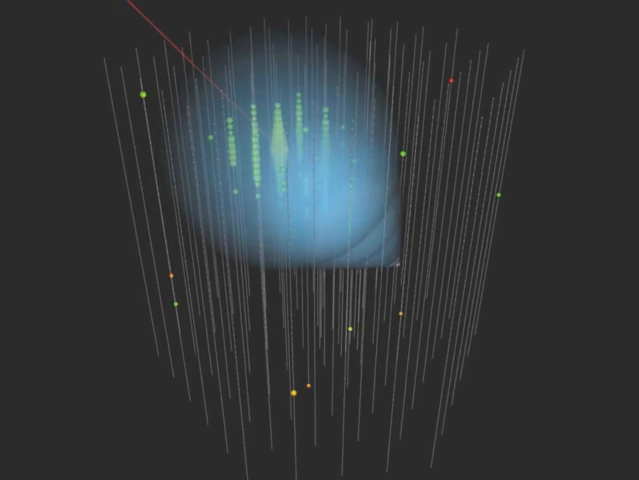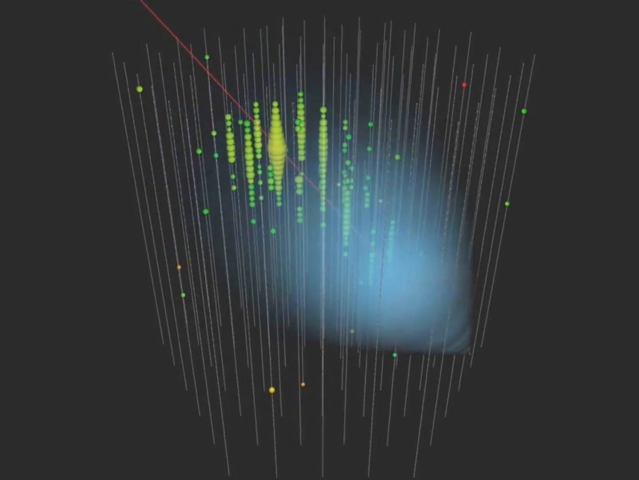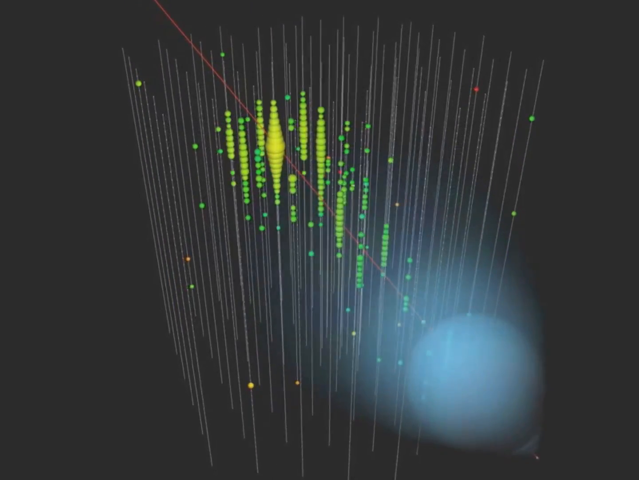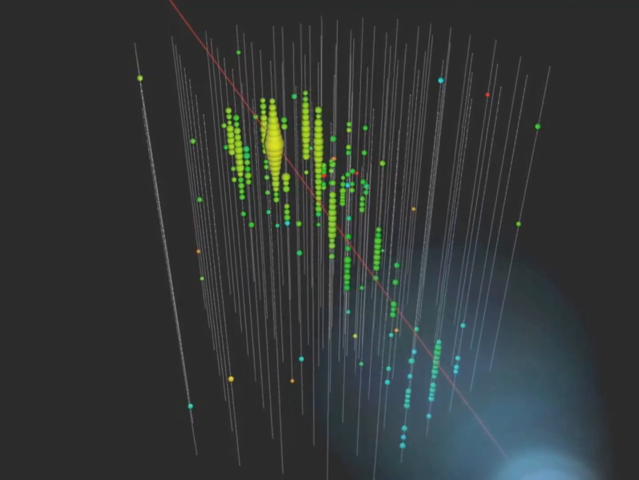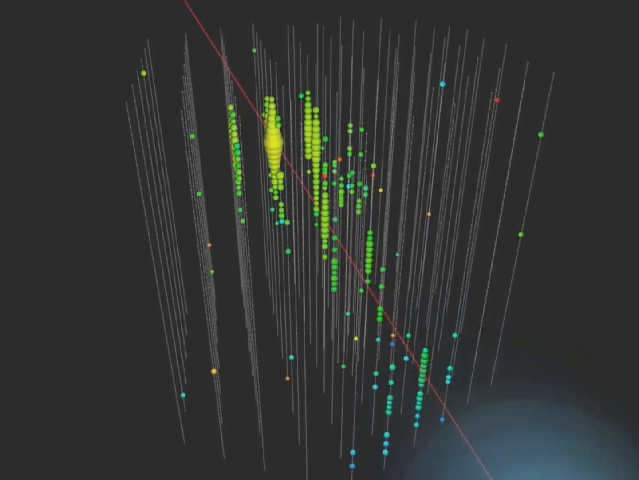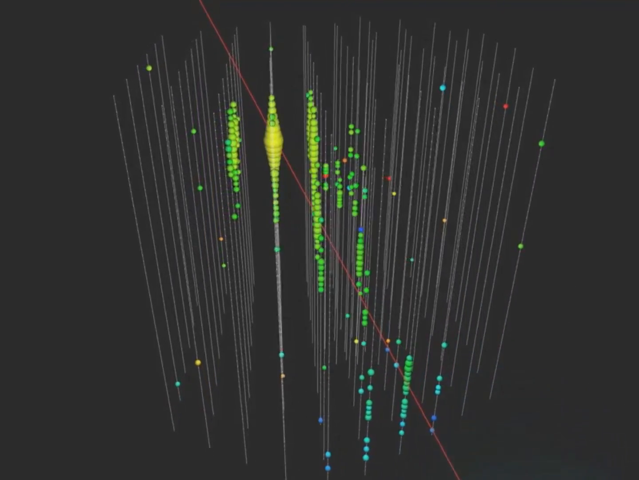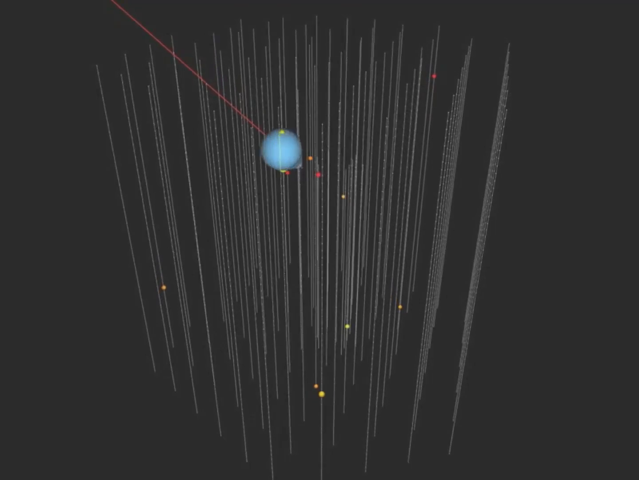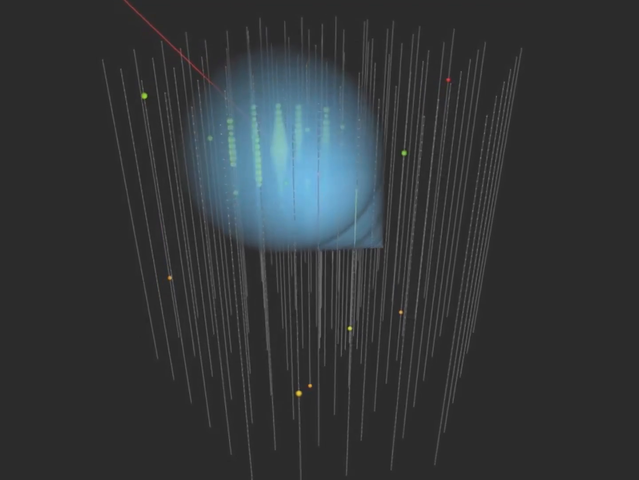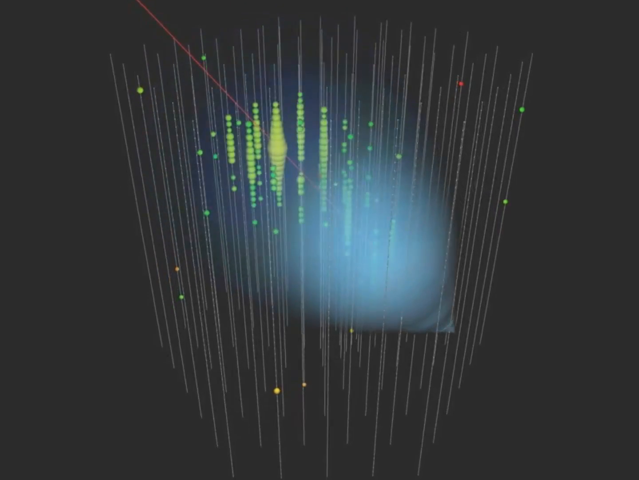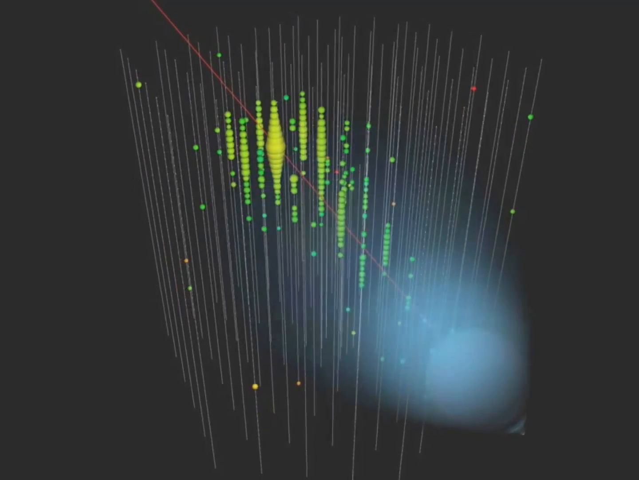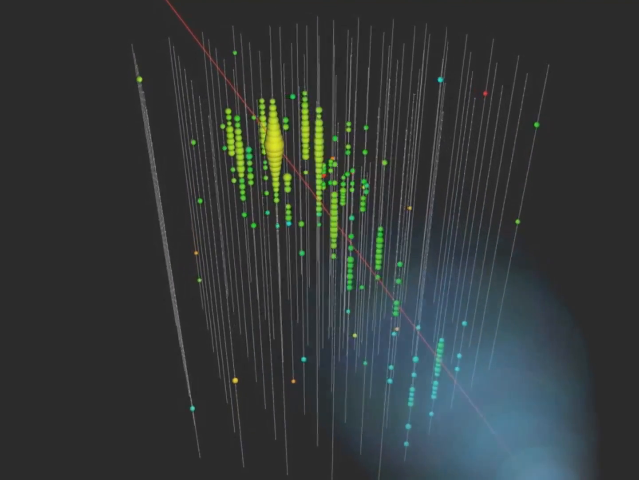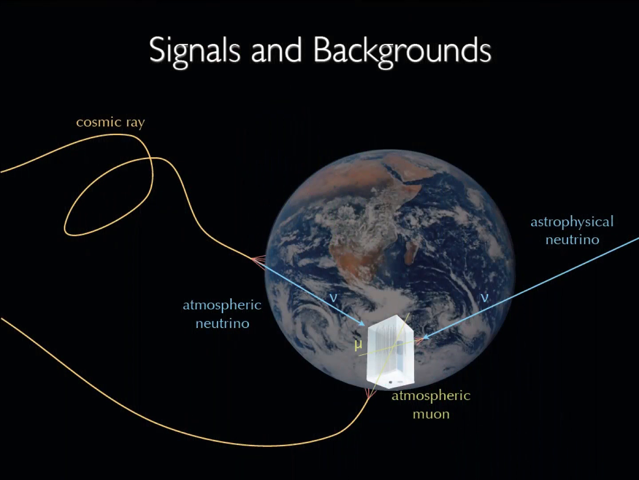This is the Cherenkov light, that blue light, remember? And when the blue light hits one of these phototubes, you get a ball. The size of the ball tells you how much light hit it, and the color of the ball tells you the time that it got hit. Okay, so here's Cherenkov radiation hitting the phototubes and them recording. Of course, all this data goes up through the cables and out to the satellite.